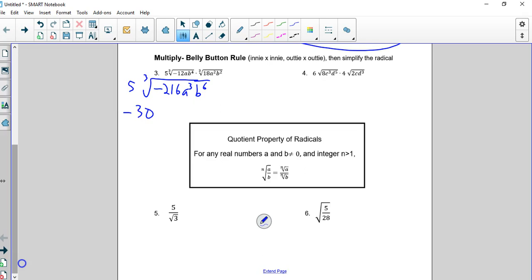They come out in groups of 3, so 3 divided by 3 is 1. We don't have to put the 1, but we can. And with our b's, 6 divided by 3 is 2. And there's nothing left on the inside. The radical is completely gone.